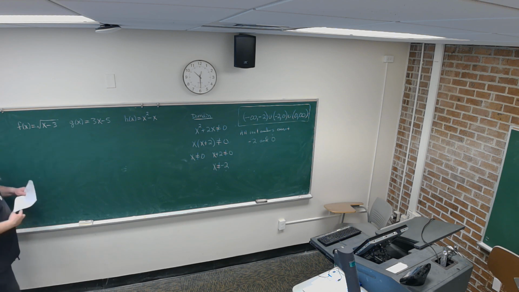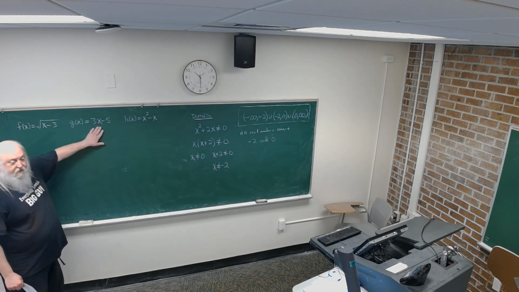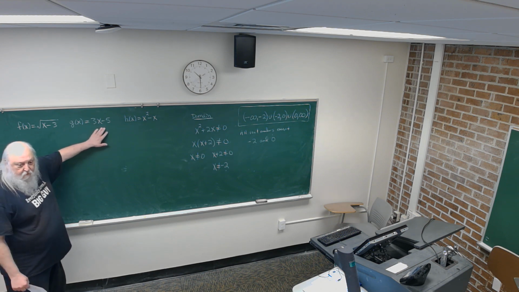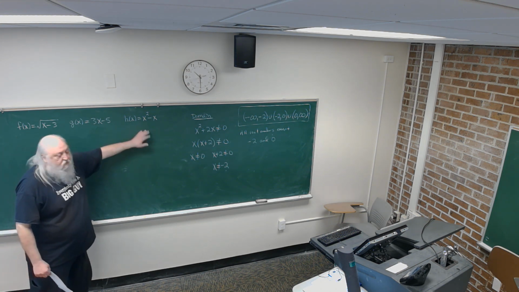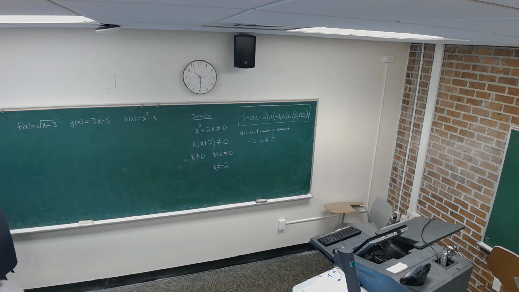So f of x is a transformation on the square root function. G of x is a linear function, right? That's mx plus b form on the right hand side. And h of x is a quadratic function, right? Its graph is a parabola.